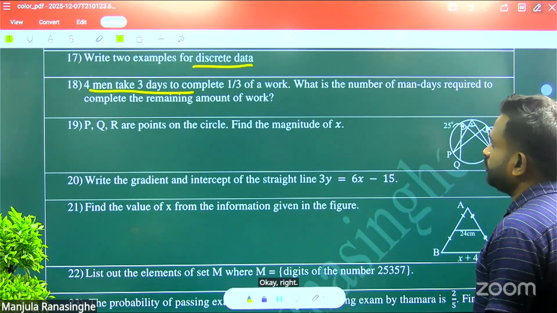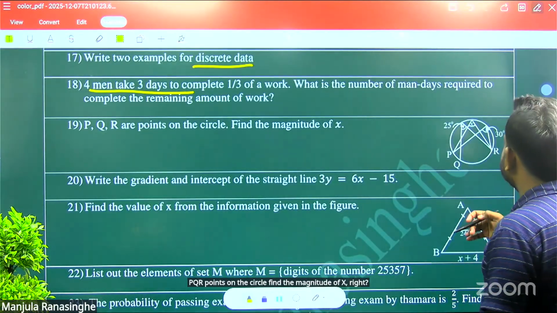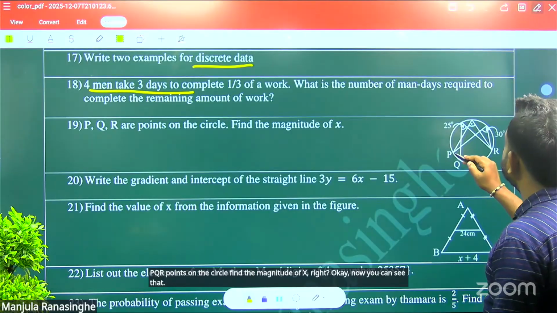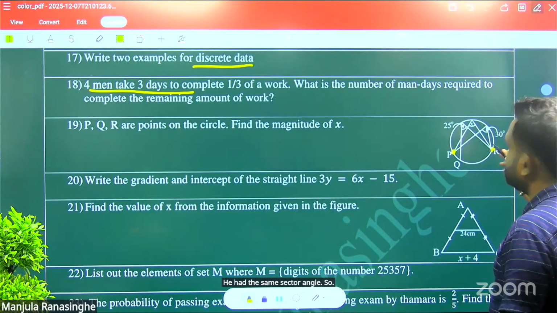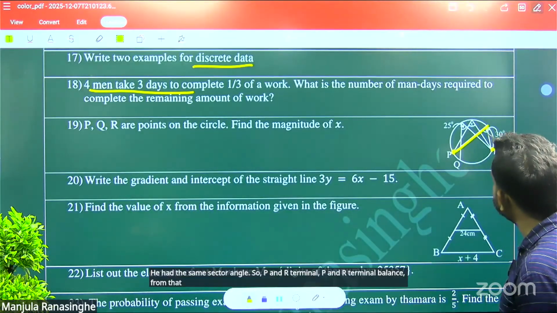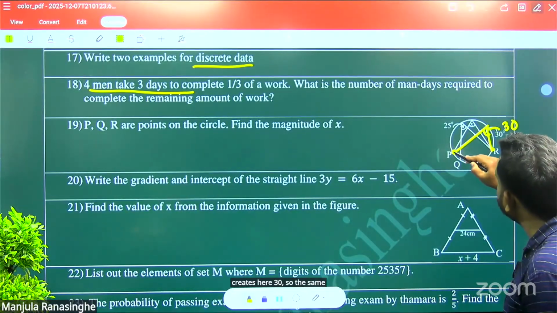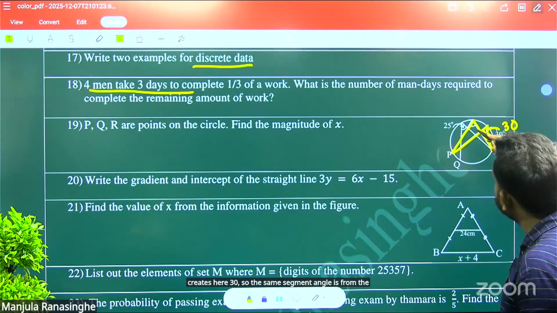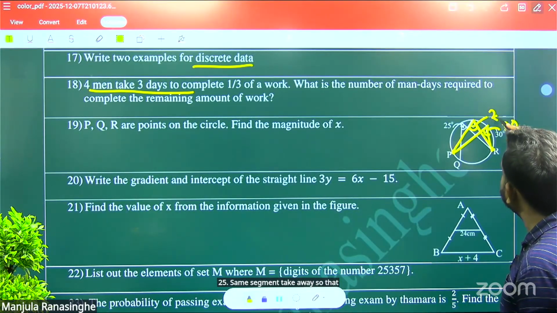P, Q, R are points on the circle. Find the magnitude of x. Now you can see that here is the same segment angle. From the terminals P and R, it creates here 30. So the same segment angle from the PR is the one. Make the same segment. So that is 30, right?